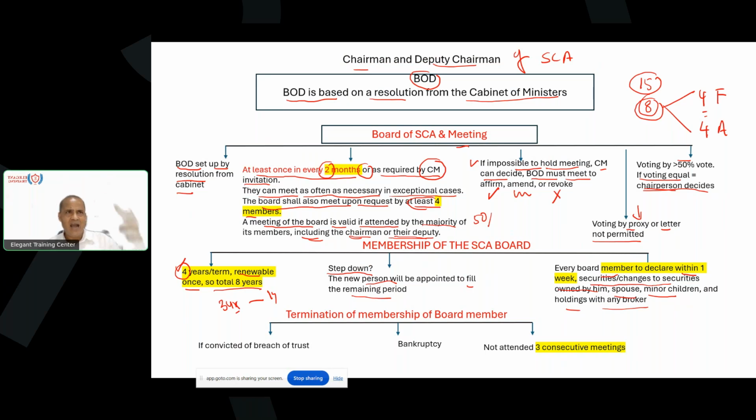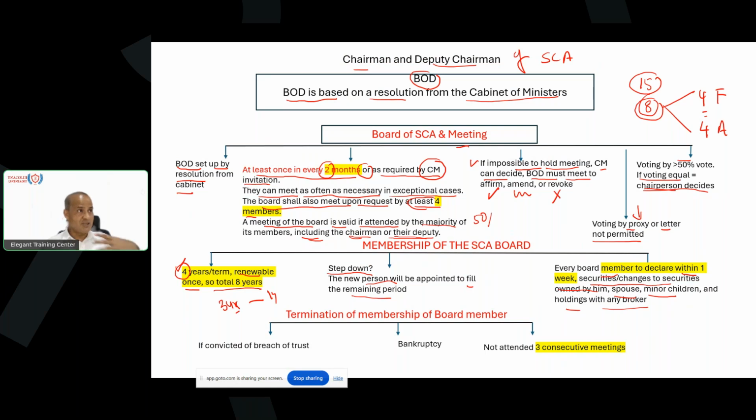It means adult children, you don't have to poke your nose into what they are doing, right? So minor children are dependent on you. Spouse, minor children, and the broker company in which you hold all those securities. You have to give details within 1 week of being appointed. Clear? And any changes, suppose I am buying some shares, selling some shares, again within 1 week of the changes. Clear? So 7 days is the time limit.